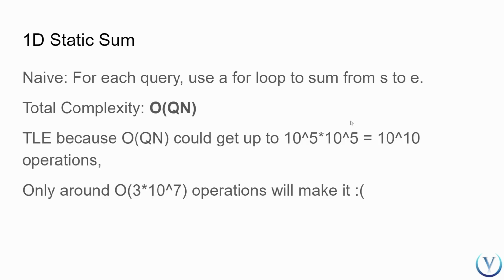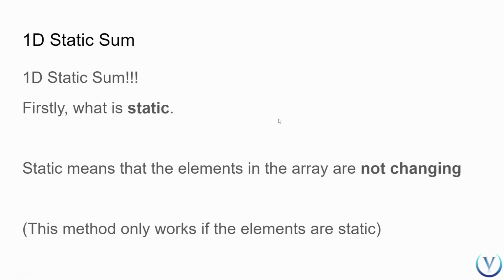Now, if Q and N are 10 to the 5, then this would TLE because the usual 1 or 2 seconds time limit only allows around 30 million operations on most judges. This is where we can use DP, specifically the static sum technique, in order to speed up the process.